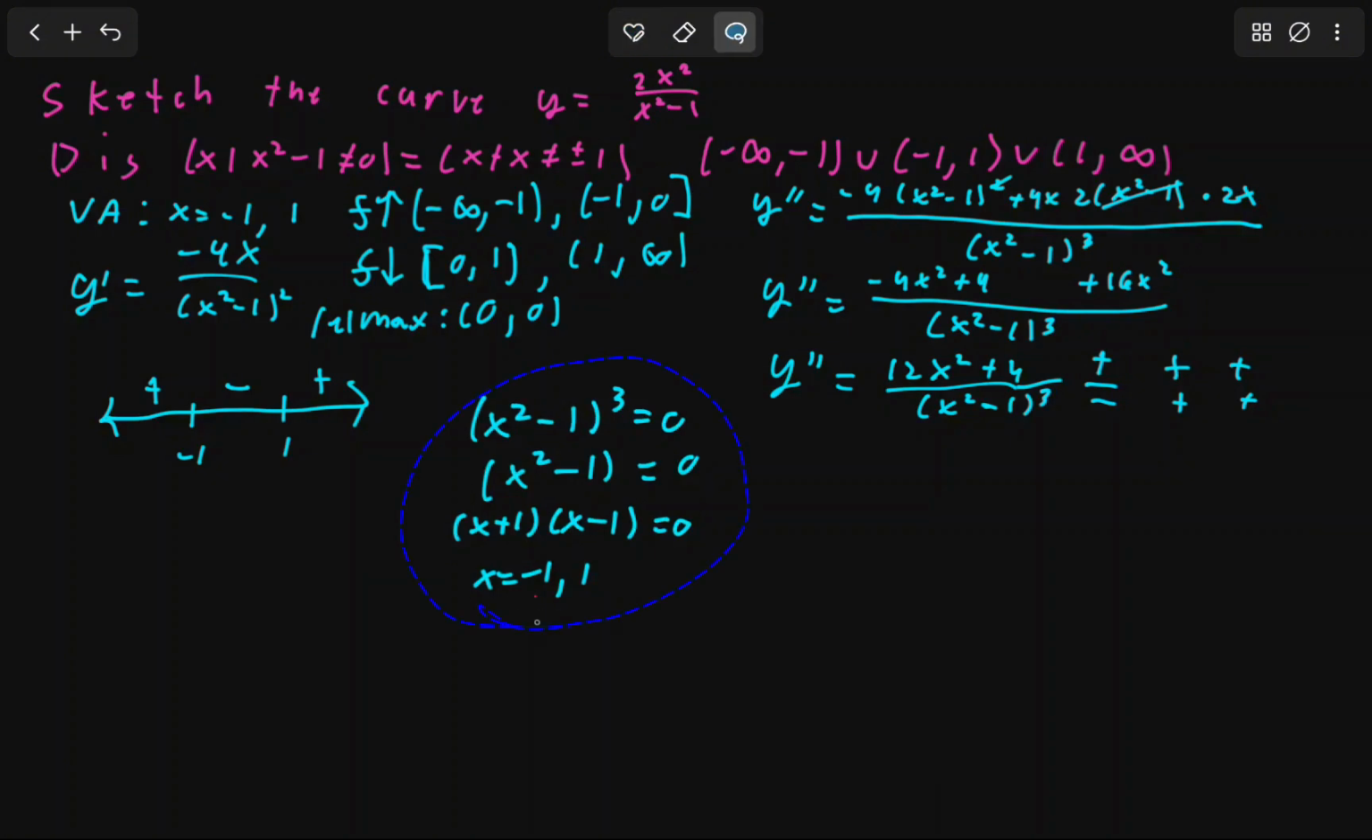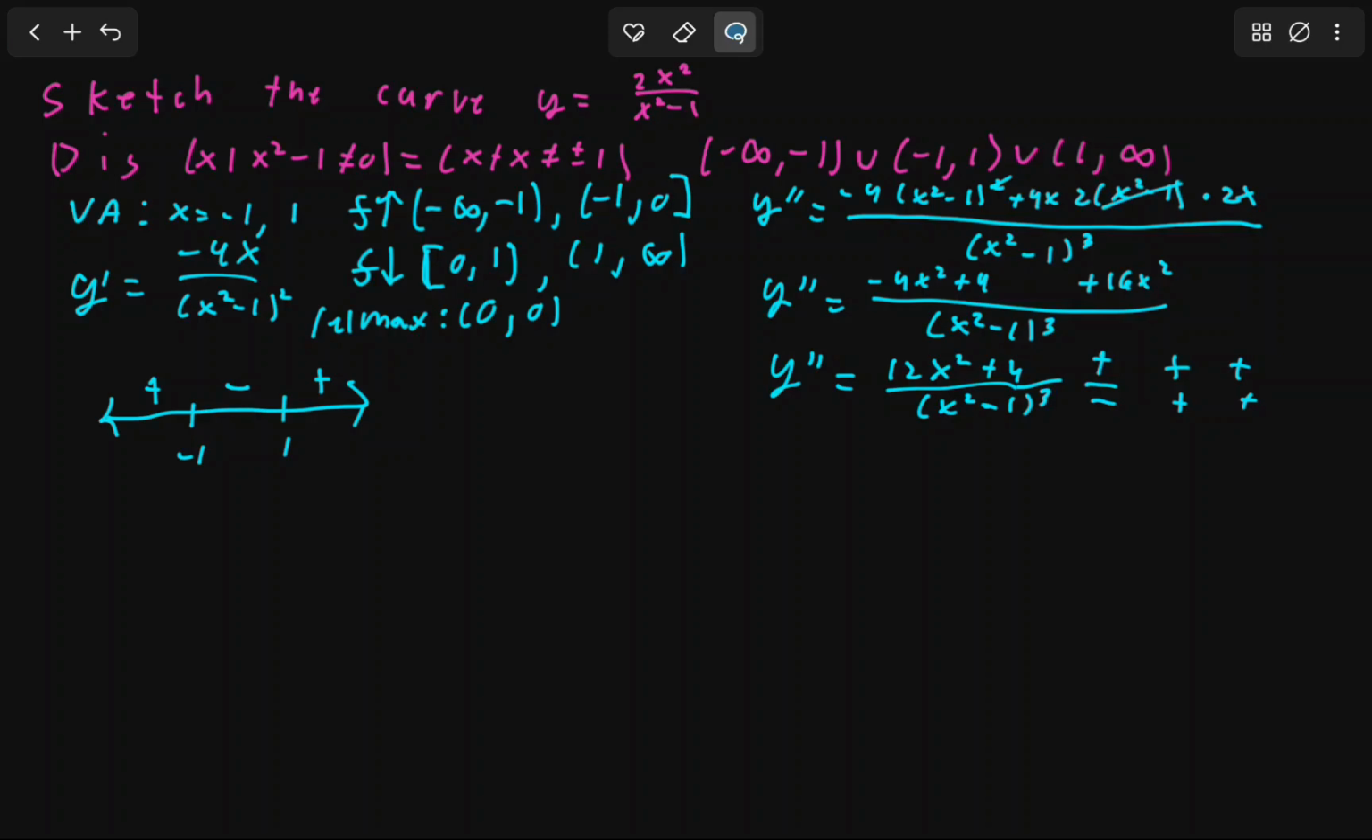So now that we have all of that, let's real quickly mark out our points of inflection here. We're going to say our POI are going to be at x equal to -1 and 1, which we know aren't going to have points because those are outside of the domain.